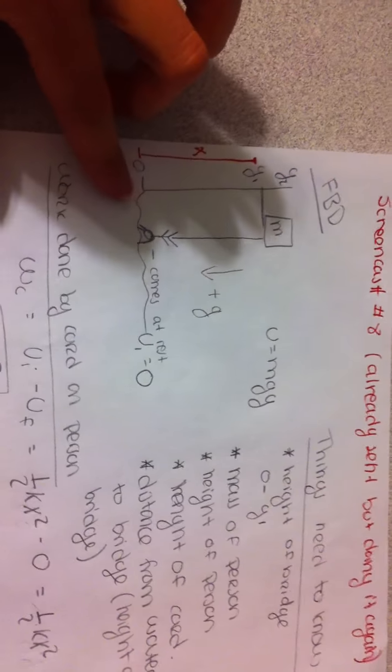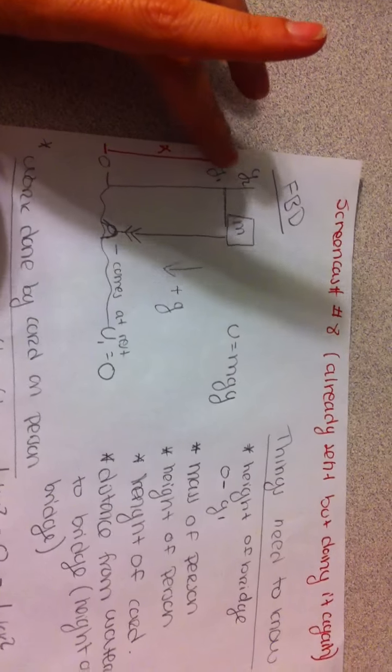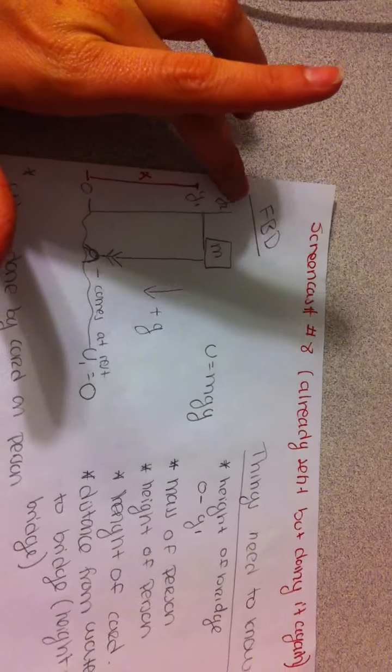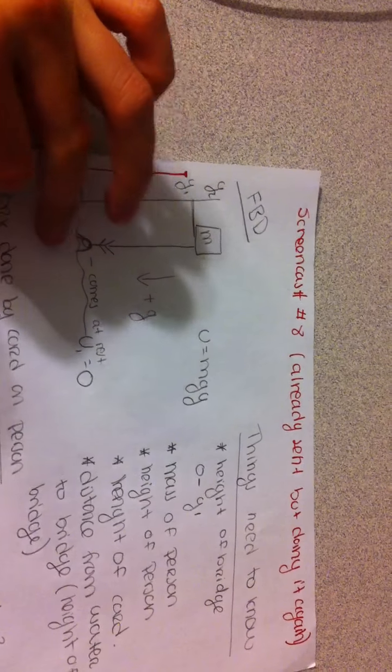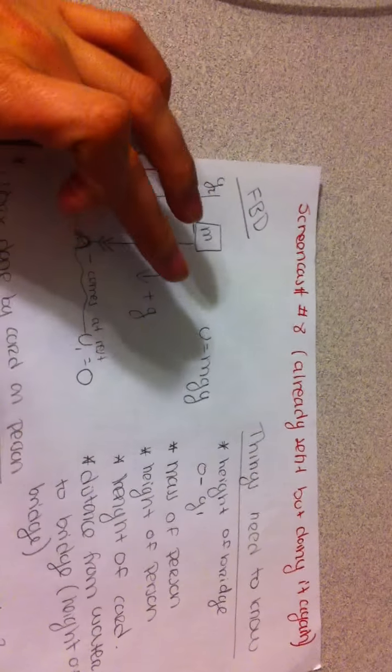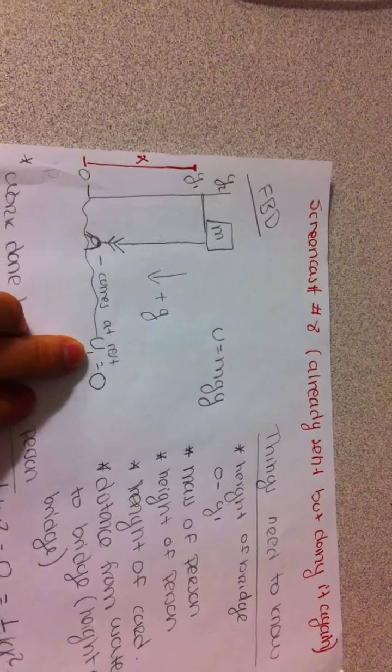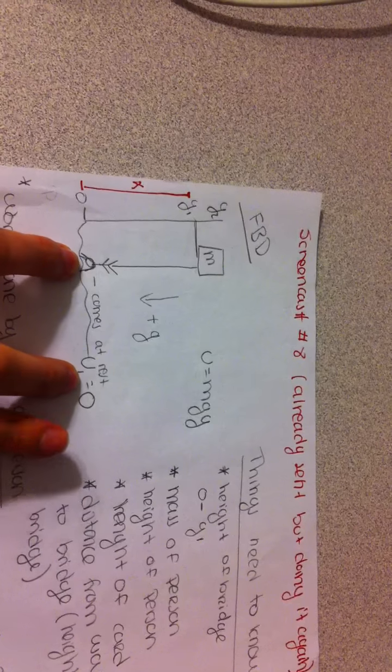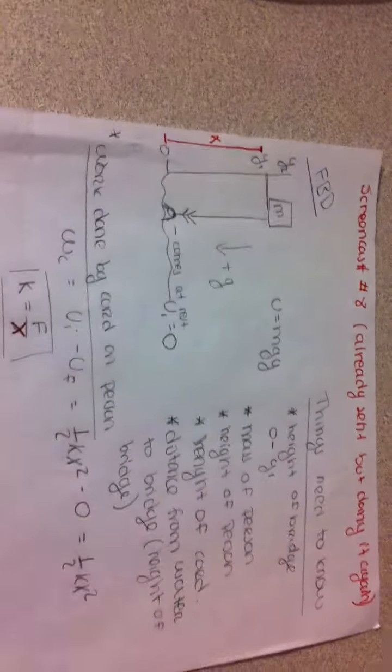So here's 0 to Y, to the bridge, that's the bridge. Mass of the person, Y1 to Y2 is the height of the person, going down, it's my little person. Since the person's going down, it's going to be positive, going with gravity. We know that the potential energy at the end, since the person comes to rest, is going to be 0. At the top, it's going to be mg, positive because it's going with gravity.